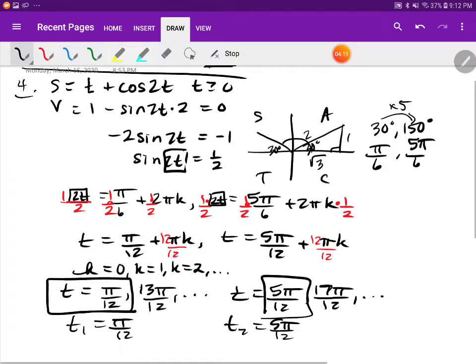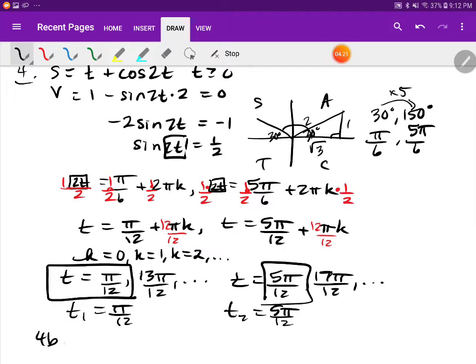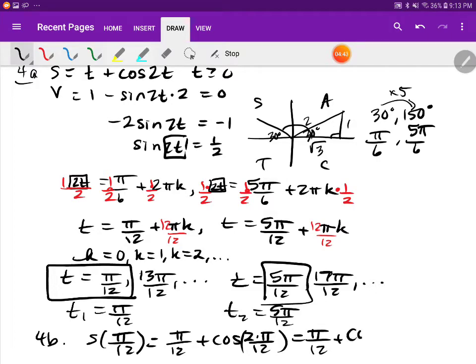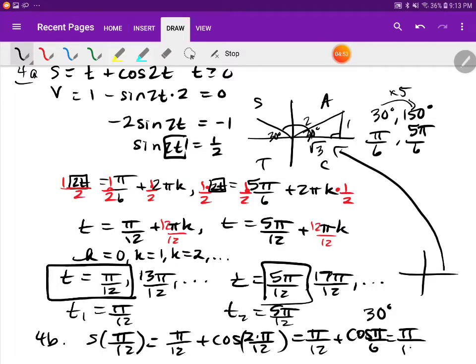And then it also wanted me in part B. So this is 4B, this is 4A. So in 4B, they also wanted me to find, let's see, I forgot. So displacement of the particle when t equals 1. So they wanted S of pi over 12. And that's pi over 12 plus cosine of 2 pi over 12, and that's pi over 12 plus the cosine of pi over 6. Pi over 6 is 30 degrees, so cosine of 30 degrees, so we have a picture up here already. Cosine is radical 3 over 2, so that's pi over 12 plus radical 3 over 2.